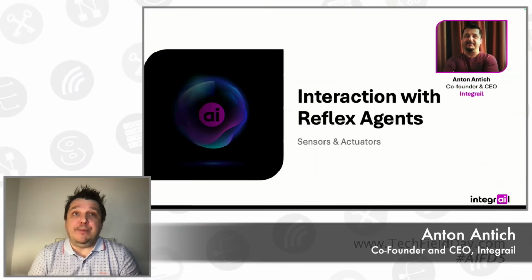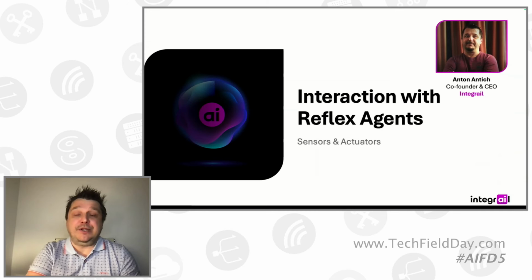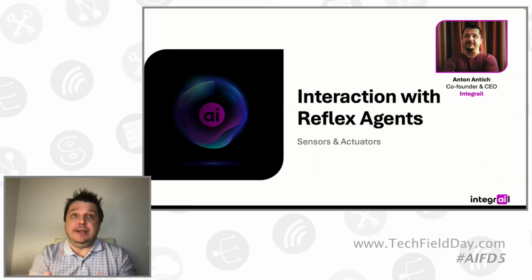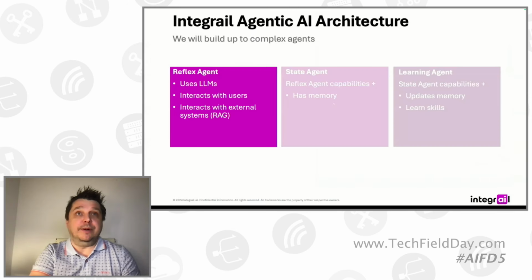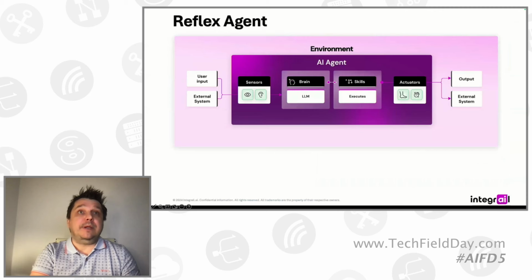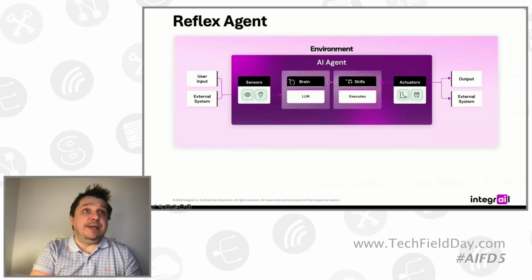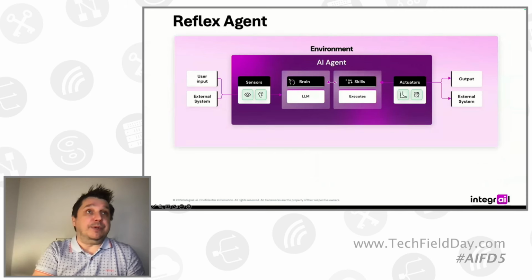And now we are talking about so-called Reflex agents, simple transactional agents that are actually able to do something in the external environment, or are able to sense the external environment, not just talk to you or pretend that they can generate some good text. So this is this Reflex agent.